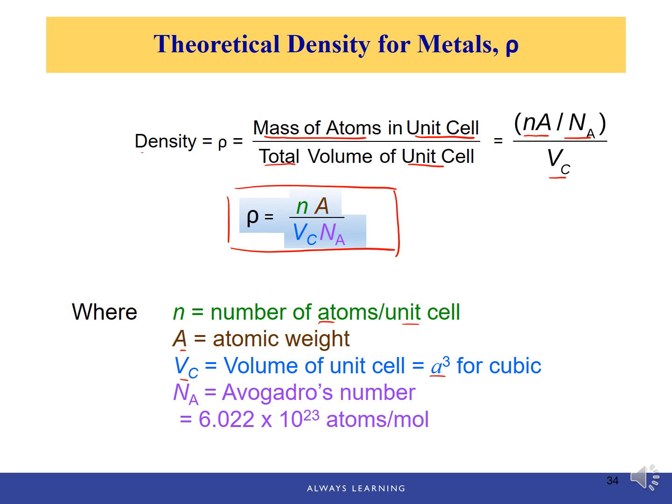And we're going to deal with the cubic systems only. Therefore, if we know a0, the lattice parameter, we can get the volume of the unit cell as a0 cubed. And N sub A is the constant, which is Avogadro's number. You use the value given here.